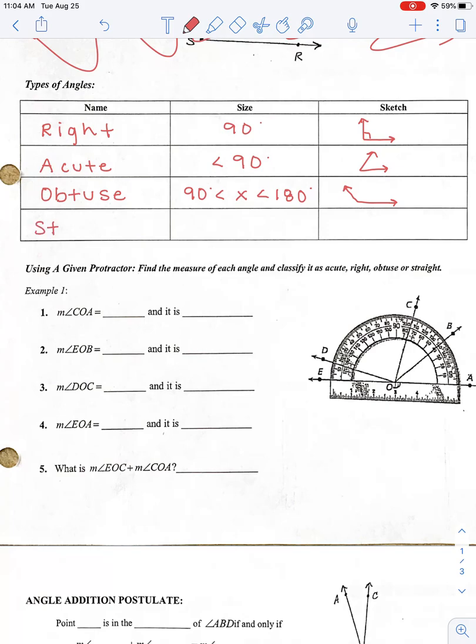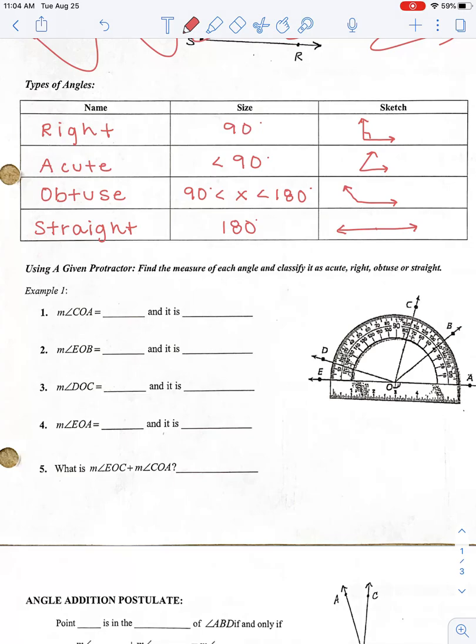And the last one's called a straight angle. A straight angle equals 180 degrees. A straight angle is essentially just a line. Okay, so 180 degrees. So what we're going to do is practice looking at a protractor, which is something you can use to measure angles and figure out how many degrees it is, and then we're going to practice classifying it.